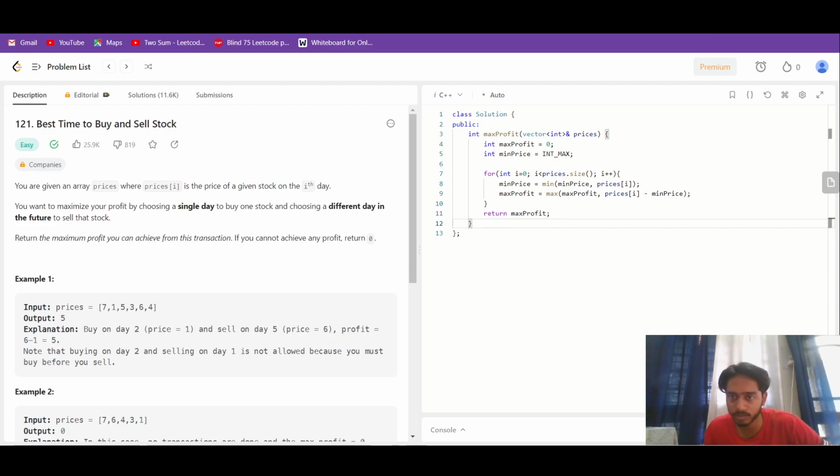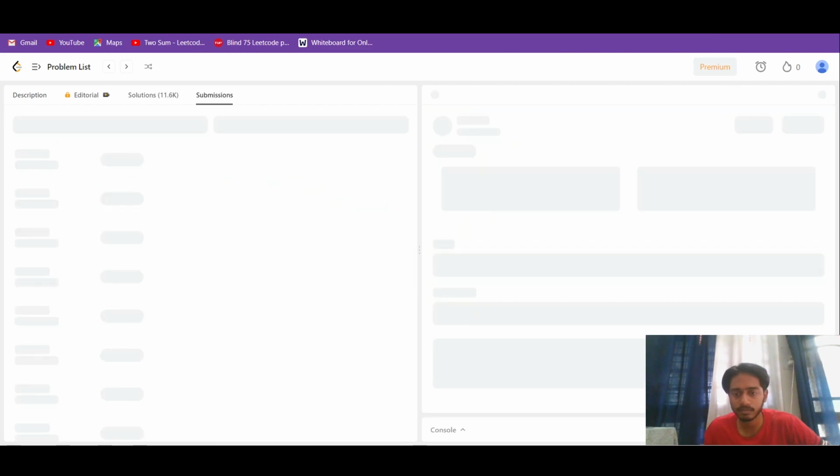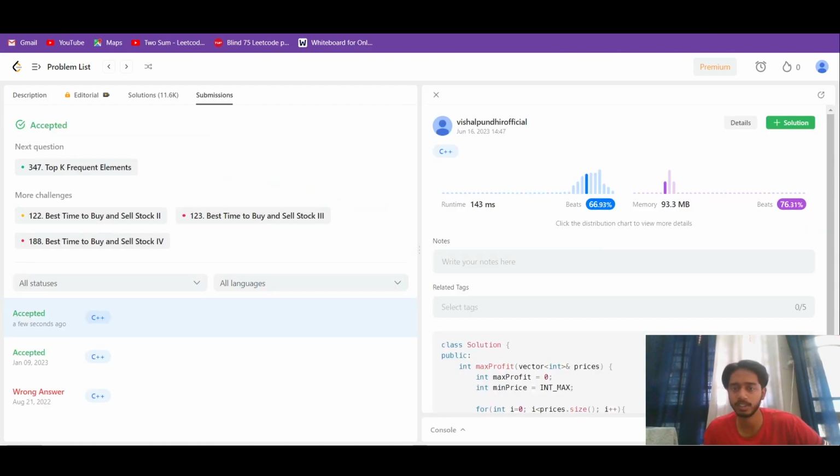Let's test it. It is accepted. Let's try to submit. Yeah, so it is accepted. Now this one is O of n time complexity and O of 1 space complexity.